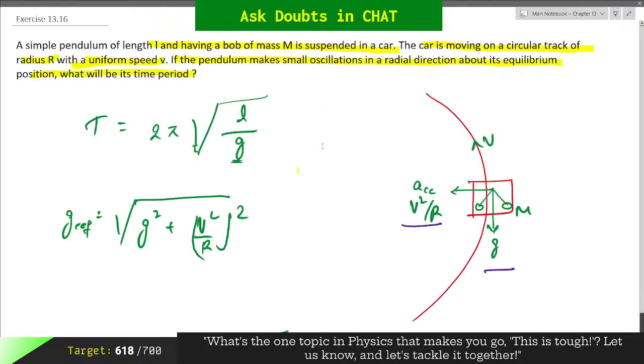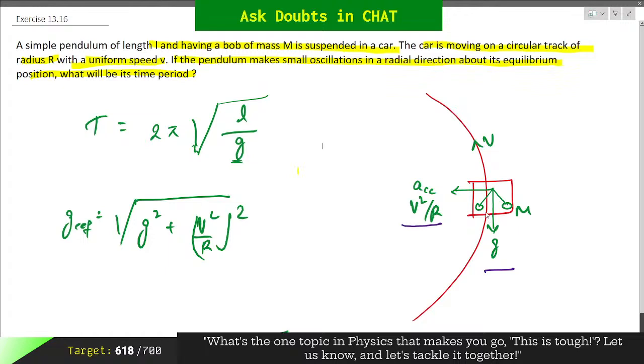Now moving to the next question. A simple pendulum of length L and having a bob of mass m is suspended in a car. The car is moving in a circular track of radius r with a uniform speed v. If the pendulum makes small oscillations in the radial direction about its equilibrium position, what would be the time period? Here two forces are acting on the bob: one is the gravitational force and the other is the centripetal force. So the acceleration due to gravity is not the only acceleration that the bob is facing; it is facing two forces of different magnitude and different direction.